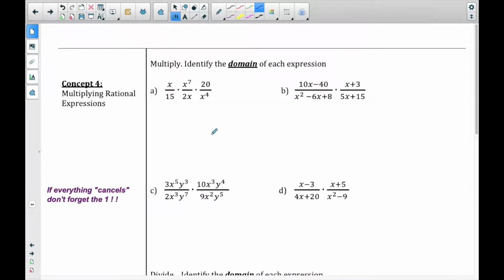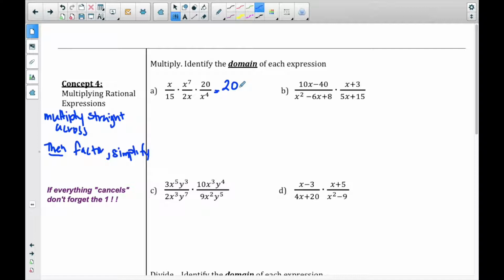Okay, on the first page, we were just simplifying, just factoring and simplifying. In this section, we're going to be multiplying. And you have to remember your rules for multiplying. When you multiply fractions, you multiply straight across. So we're going to multiply straight across, and then after that, then we're going to factor and simplify. And so we go straight across, and in our numerator, we get 20x to the 8th, and in our denominator, we get 30x to the 5th.